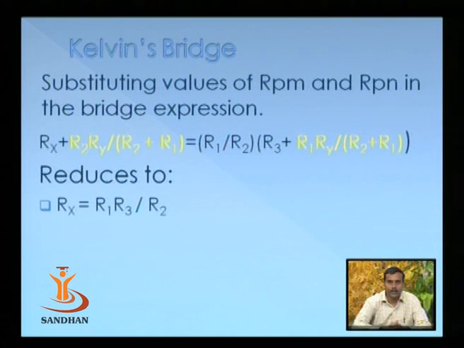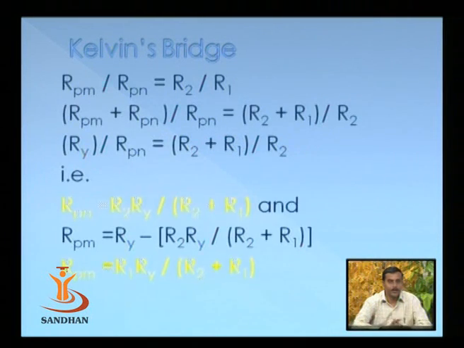Substituting the values of RPM and RPN, we finally get the last expression, that is Rx is equal to R1 R3 upon R2. This is possible if we have the condition specified in the first row, that is RPM upon RPN is equal to R2 upon R1, that is, the ratio of the two arms that we have utilized is supposed to be equal to the ratio of the contact lead resistors.